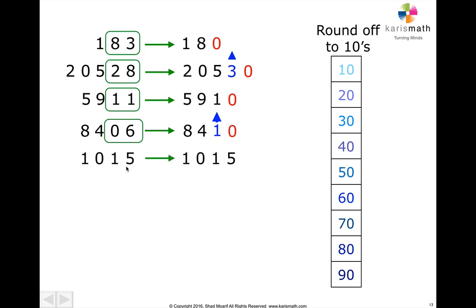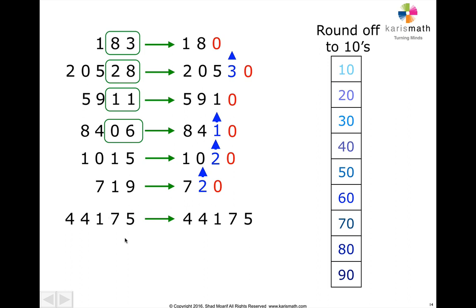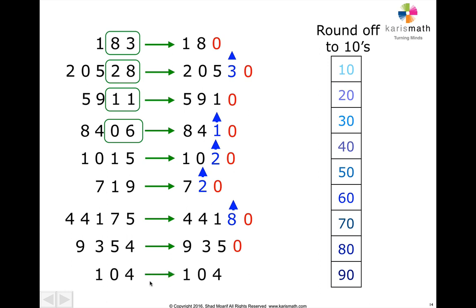What about 15? Very good. 20. So 1,020. This is 1,015. Turns into 1,020. Very good. What about here? That's easy. 719. Very good. 720. Excellent. What about this one here? 75 becomes what? 80. Very good. What about this one? 54. 50. Excellent. And the last one is less than 5, so nothing changes except the last number becomes a 0.